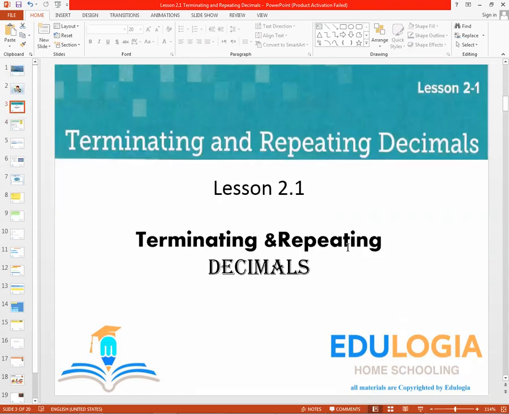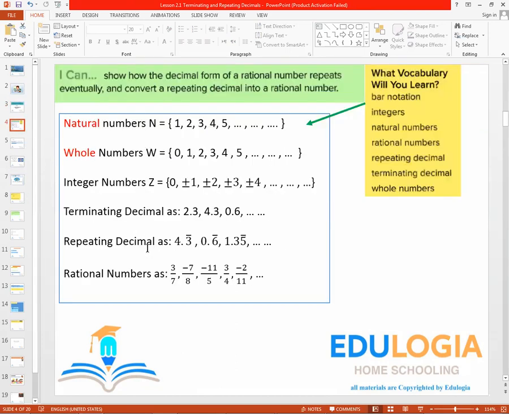Okay, lesson 2.1, terminating and repeating decimals. We reached it here yesterday. It's very important to differ between the number sets. The first set contains 1, 2, 3, 4, and so on. The second set is the whole number set denoted by W. It contains 0, 1, 2, 3, 4, 5, and so on. Integers contain positive and negative numbers and are denoted by Z.